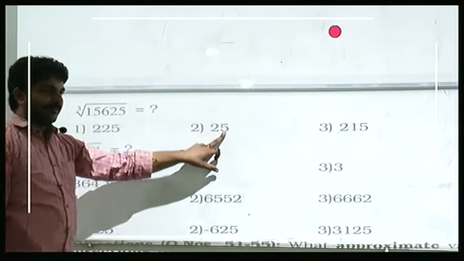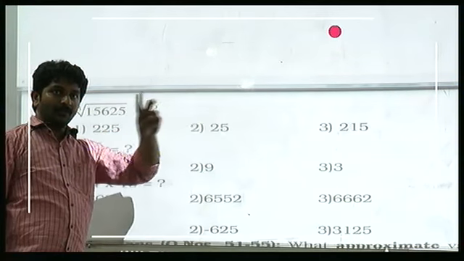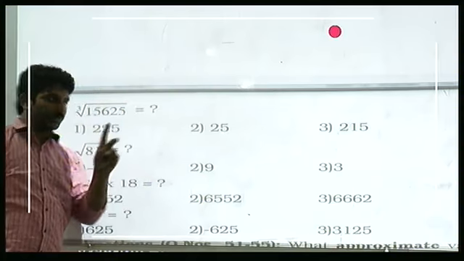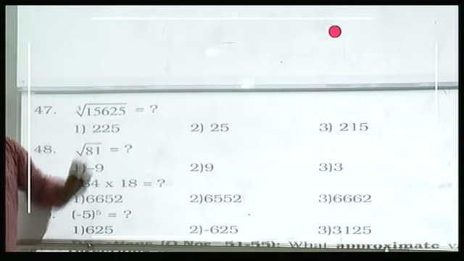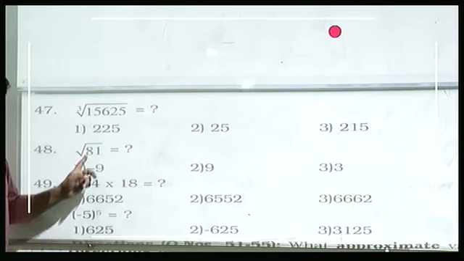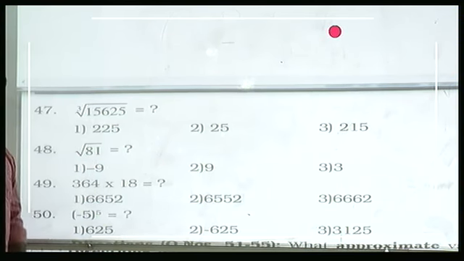5 cube ends with 5. But 8 cube, 512, ends with 2. But here we have 5. So 28 cannot be your answer. Answer is 25. Yes or no? Right. Positive or negative? Root value can never be negative. Only positive.